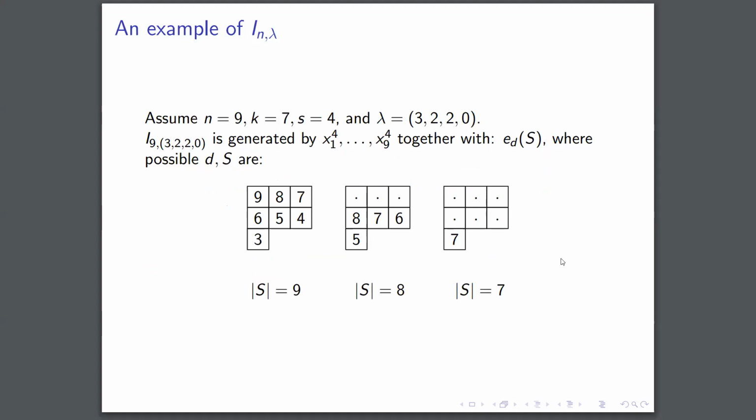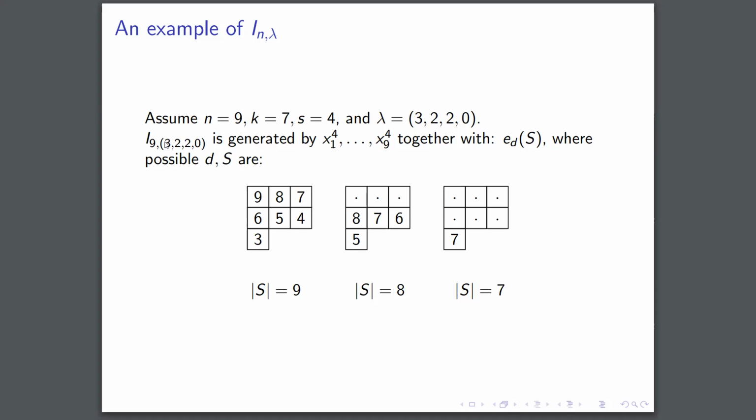Well, look at this example. So here n is 9, k is 7, s is 4. Lambda should be a partition of 7 with 4 parts. Lambda can be 3, 2, 2, 0. So here, notice that 0 is allowed to be part of a partition. Now let's construct this In lambda.